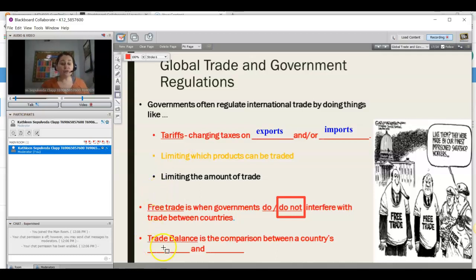We do have trade balances, which is the comparison between a country's exports and imports. And let me write that in there. Exports and imports. Okay, again, we have to have a balance of those things. If we have one or the other, we don't have a balance.